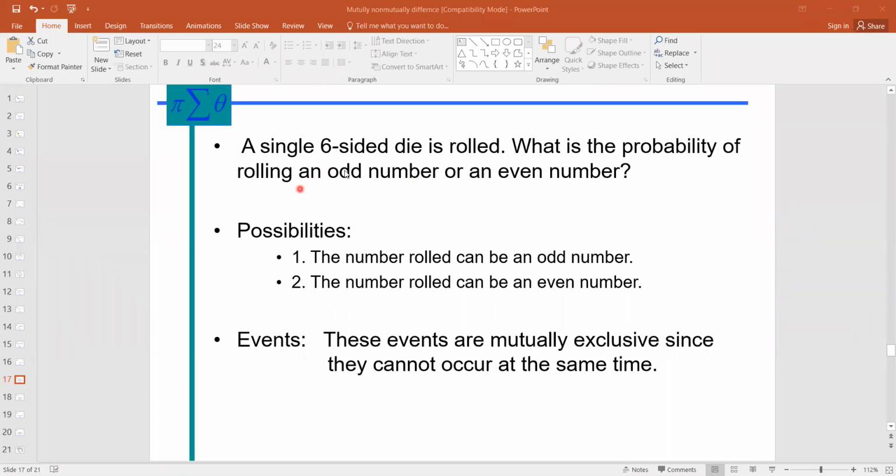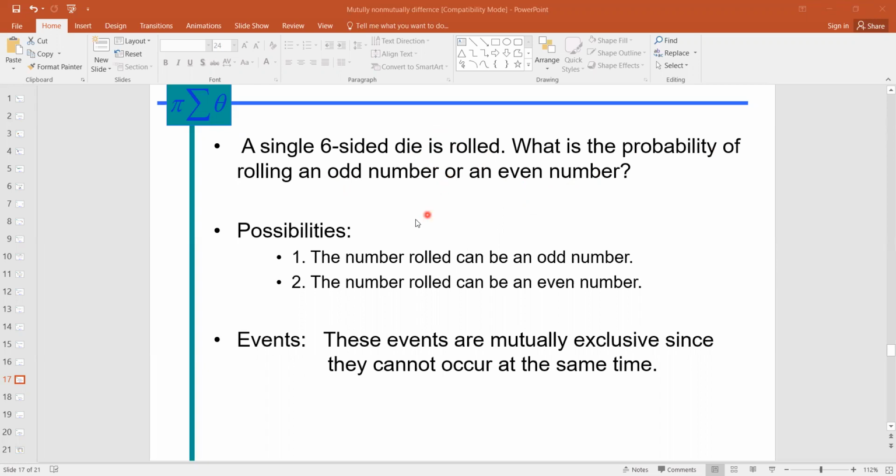Now take another example. A single 6-sided die is rolled. What is the possibility of rolling an odd number or an even number? Here we can see the appropriate rule is the additive rule, because we have "or" to join these two events. So now we have to judge whether this is an example of mutually exclusive or non-mutually exclusive events. For the purpose, we have to write the outcome of each event. Here we have two events: one is the outcome is odd and the other is the outcome is even. So this all tells us the suitable rule for this problem is additive.